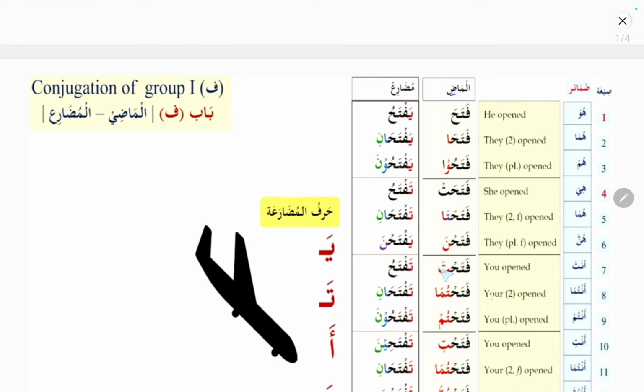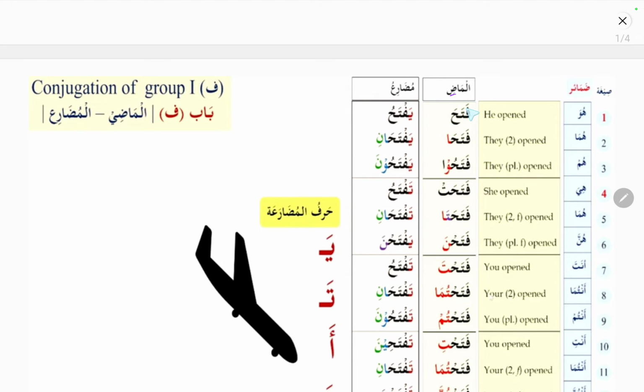But these are the 14 conjugations of a verb, that is fataha, fatahu. This is the fe'lul madhi, and fe'lul mudari, that is yaftahu, yaftahani, yaftahuna. So there are a total of 14 forms of the conjugation of a verb. Fataha means he opened, so it is a masculine form.